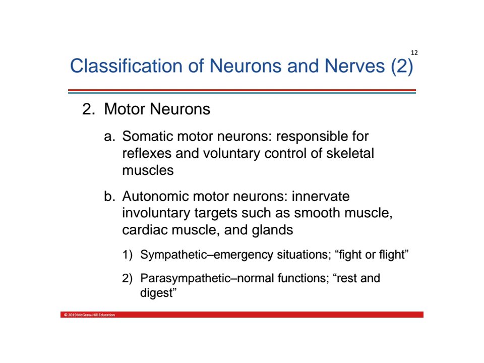Motor neurons can be divided into two major types. Somatic motor neurons are responsible for reflexes and voluntary control of skeletal muscle. And then there's autonomic motor neurons. These innervate involuntary targets such as smooth muscle, cardiac muscle, and glands.